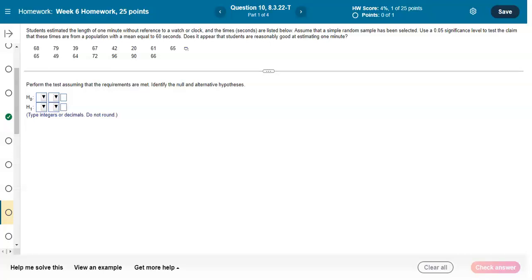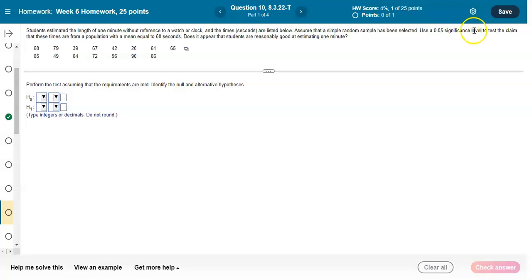In this video, we're going to see how we can perform a hypothesis test about a single population mean by using Excel. So this question says, students estimate the length of 1 minute without reference to a watch or clock, and the times in seconds are listed below.